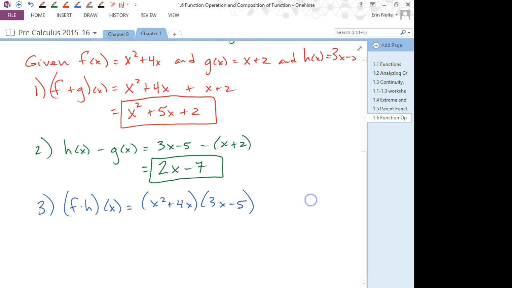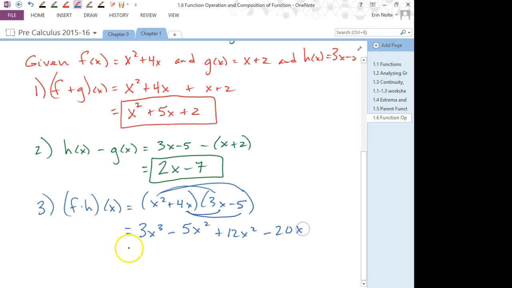FOIL. Good. Okay, so by FOIL, what is x squared times 3x? 3x cubed. What is x squared times negative 5? Minus 5x squared. Good. 4x times 3x? 12x squared. And 4x times negative 5? Negative 20x. Good. Okay, so I would combine any like terms that I can.